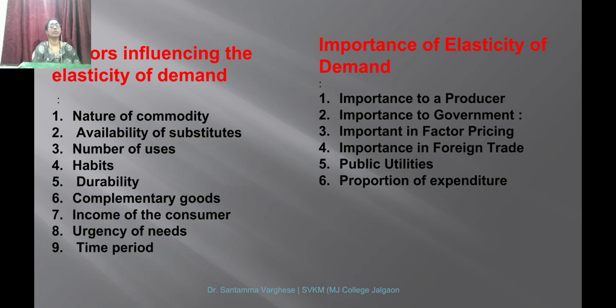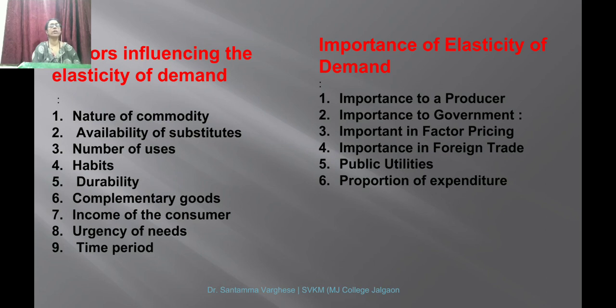Complementary goods, you know which are the complementary goods, those which are demanded together. For example, falling price of mobile handsets may lead to a rise in demand for SIM cards. All that example is given in the textbook. Demand for the commodity which is used in conjunction with another commodity to satisfy a single want is relatively inelastic.